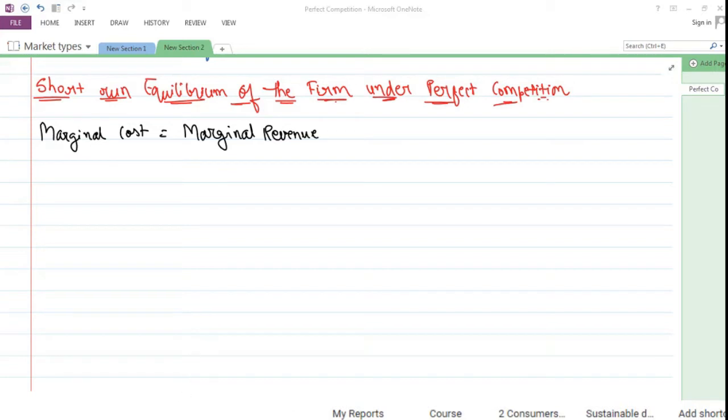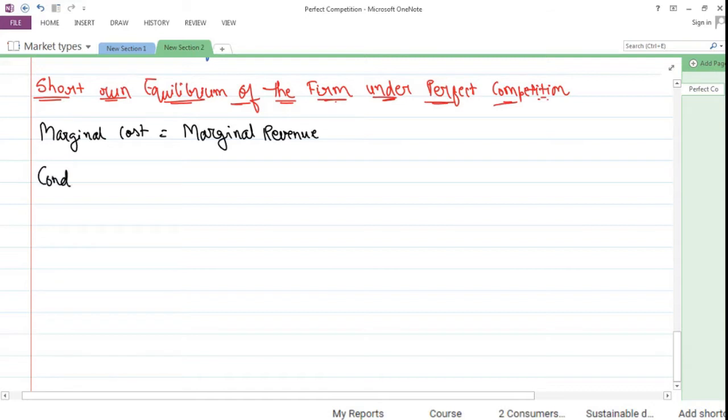That's what this signifies. So there are two conditions which have to be satisfied in order to have an equilibrium of a firm in a perfect competition. So let's see those conditions. Conditions for attaining equilibrium in short run.